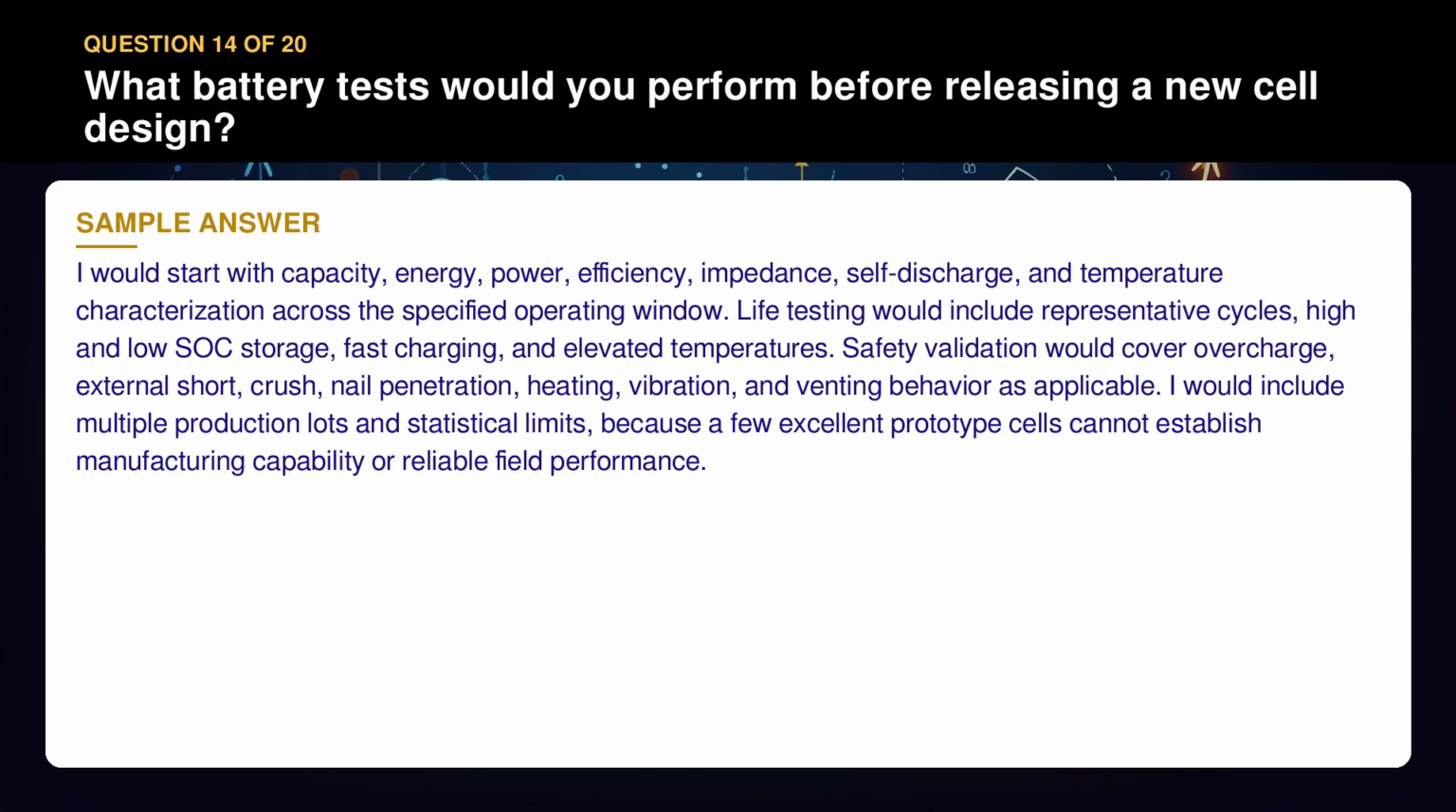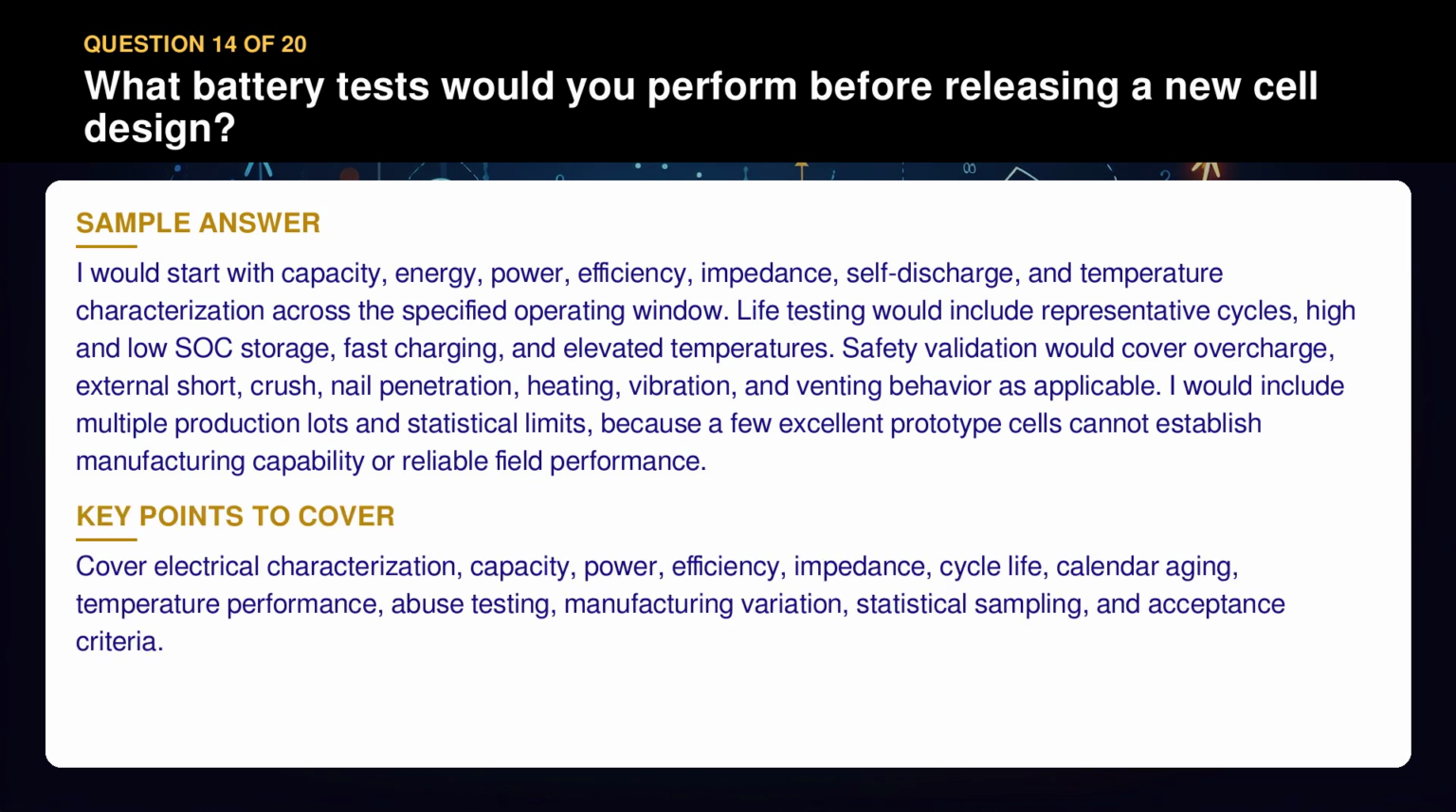I would include multiple production lots and statistical limits, because a few excellent prototype cells cannot establish manufacturing capability or reliable field performance. Cover electrical characterization, capacity, power, efficiency, impedance, cycle life, calendar aging, temperature performance, abuse testing, manufacturing variation, statistical sampling, and acceptance criteria.